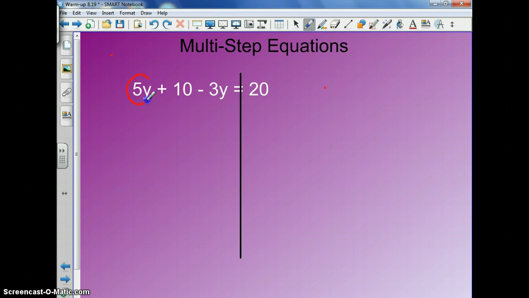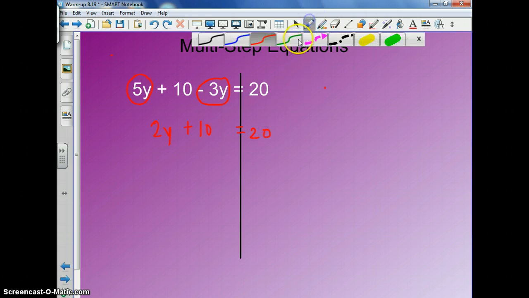Here's a 5y. Are there any like terms? Yes, negative 3y. Good, I'm glad you said negative 3y, Caden. What's a 5y plus a negative 3y? Negative 8y. No. A positive 8y. But, and if you need to, go into calculator, do 5 plus negative 3. What do you get? Positive 2y. And then I'm going to copy down the plus 10 and equals 20. Any questions so far? No.